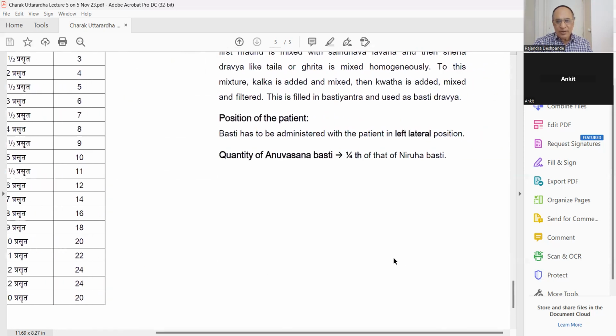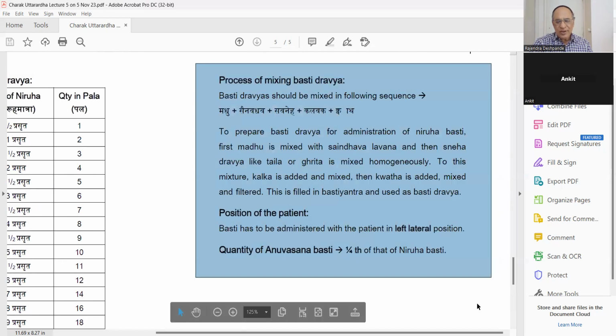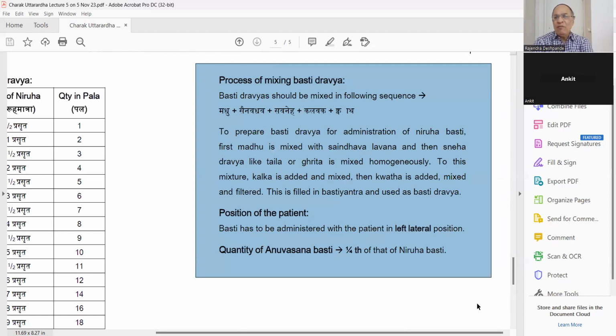Now I will shift the screen to the right side. Process. This is the most important part of today's lecture. Very interesting. In practice also, this is very important. In the oral exam also, they will always ask you, definitely, 100%. In the written exam also, they ask: tell the exact procedure of mixing different contents in the Niruha Basti or Asthapana Basti. In Anuvasana, there is no problem because only taila and a little Saindhava, finished. But here in Niruha or Asthapana, there is a decoction, there is a paste, there is oil, there is salt, there is honey. Let us see how it mixes.